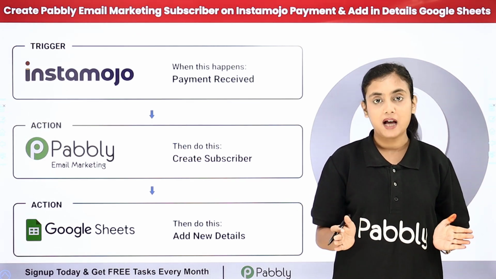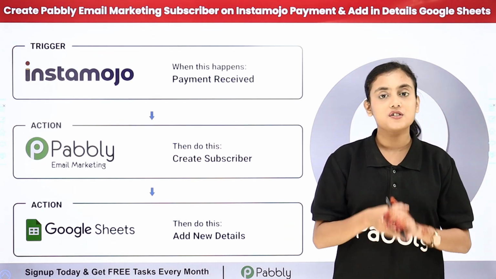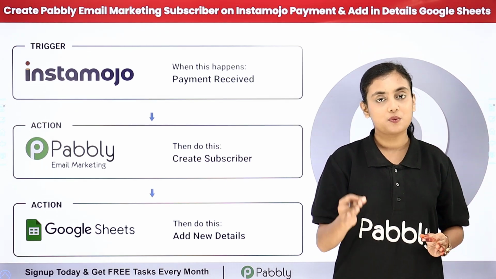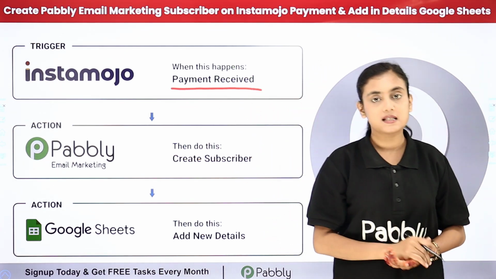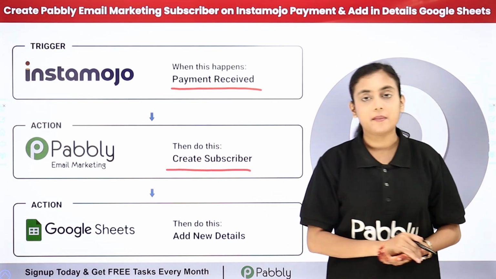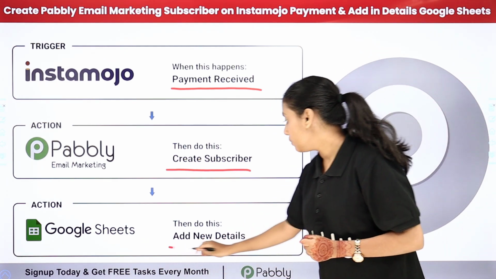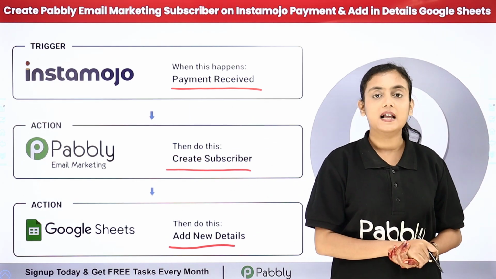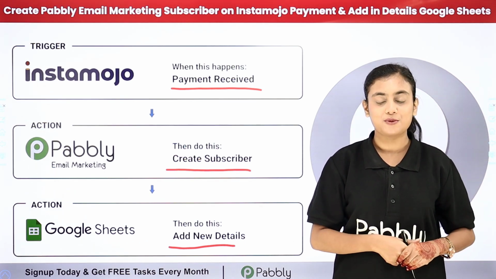And if I'm going to do this manually, it is going to take me a lot of time. So what I did was, I simply created an automation using Pabbly Connect, which is an amazing automation and integration software. So here in this automation, what we are going to learn is that whenever a payment is done by any of my customers using Instamojo, automatically I want to add that customer as a subscriber in my Pabbly email marketing account. And with that, I want to add the payment details in my Google Sheets. And for that, we are going to create an automation between all of these applications with the help of Pabbly Connect. So if you want to learn about this amazing automation, then let me take you all to my screen.